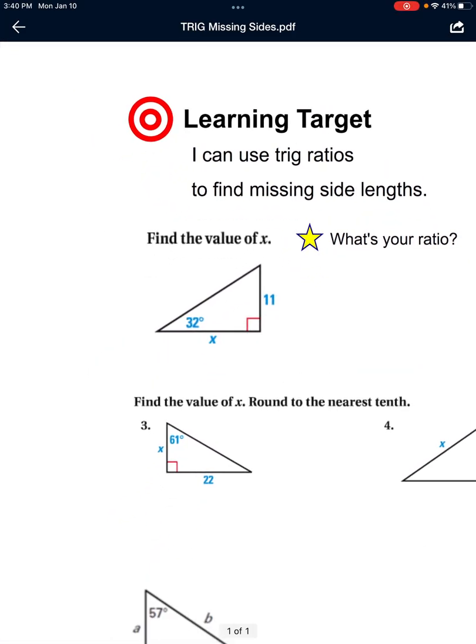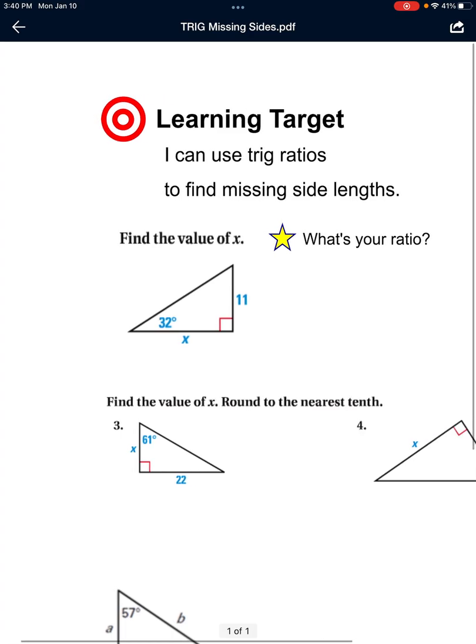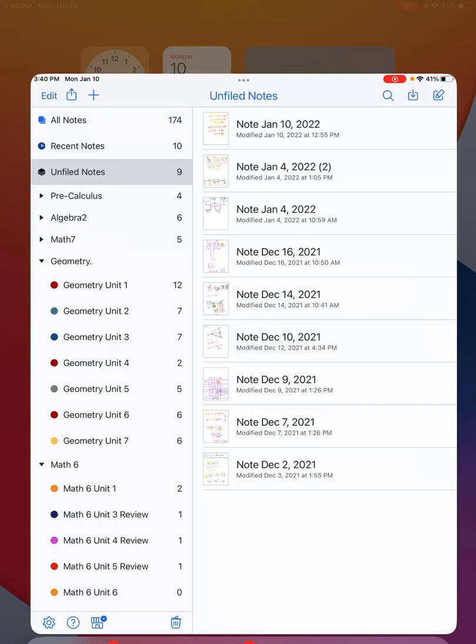All right, here we go. Last lesson of Unit 7, and we're going to be combining everything. We're going to be using our trig ratios to find missing side lengths.